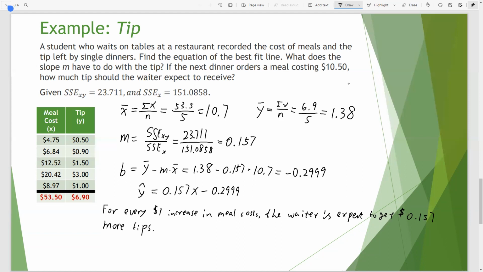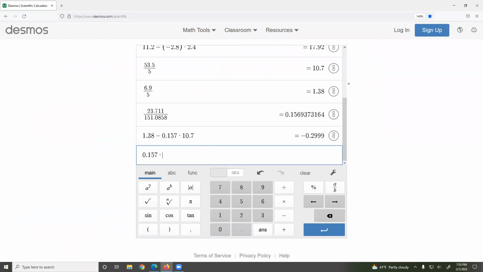Right, so finally, when we plug in the $10.50 for the tip, so finally, for the expected value, when X is $10.50, we just plug it into the equation. Multiply by $10.50 minus 0.2999, 0.157 times 10.5 minus 0.2999.